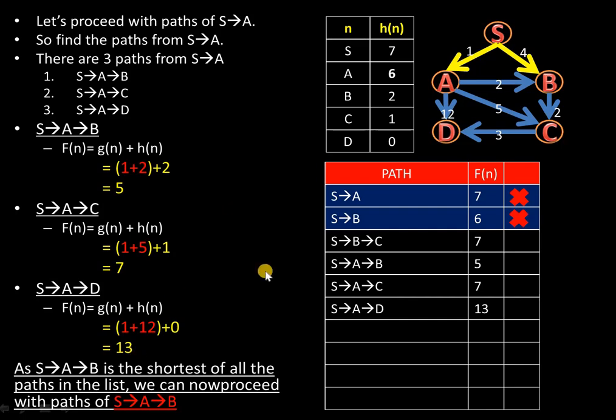Now I have entered all the details, and these two entries have been removed, and now I am remaining with the 1, 2, 3, 4 entries in the list, and among them which is the smaller one, or which is the shortest one? Yes, it is S to A to B with the function value equal to 5. So I am going to pick that value.